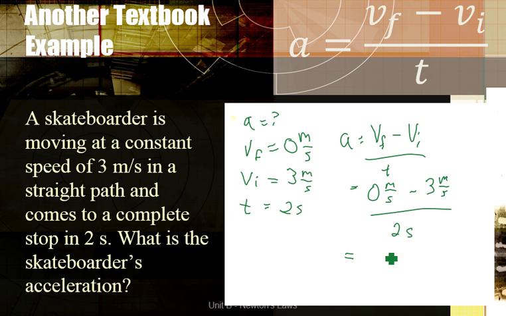2 in our denominator, and it'll be a negative 3 in our numerator. So we end up with a negative 3 over 2 meters per second per second. What we end up with is a negative 1.5 meters per second squared. That would be the acceleration of the skateboarder. It's negative because it's coming to a stop. It's slowing down and stopping.